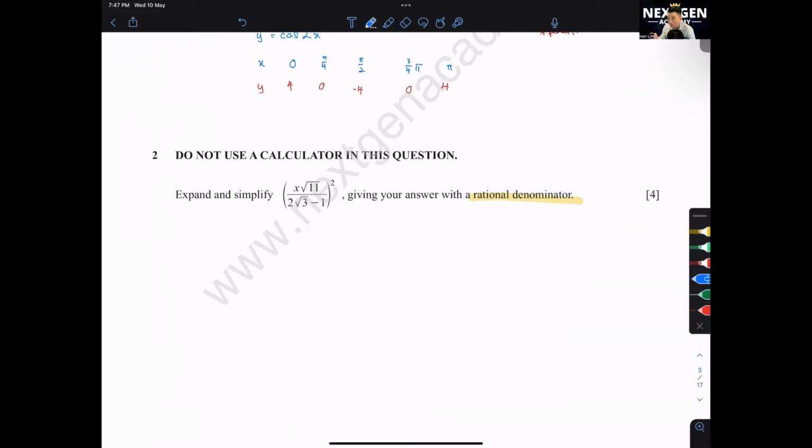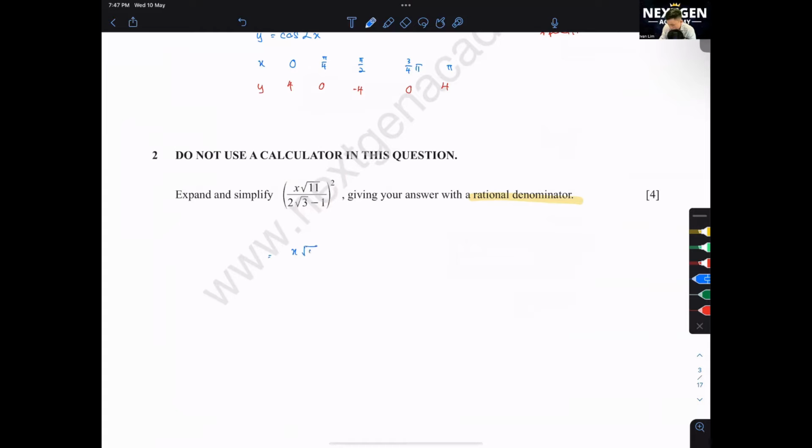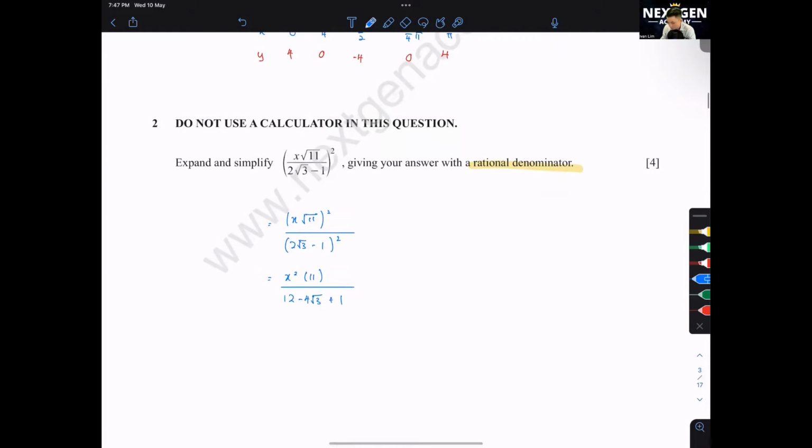Okay, so let's open this up. What you will get, your top, you will square, your entire bottom, you also square it. So here, you'll get x square root 11 square over 2 root 3 minus 1 square. Okay, your numerator, you'll get x square 11. Okay, your denominator, you'll get 12 minus 4 root 3 plus 1.